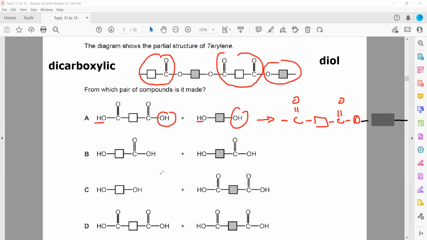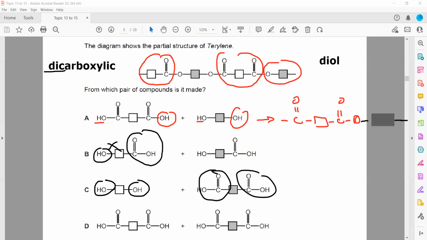And why not the other options? You can check why the other options cannot be the answer, because we should have a monomer that is a dicarboxylic acid. So this is not a dicarboxylic acid. This is one carboxylic acid and one alcohol. So this is not right. When we check this, this is a diol and a dicarboxylic acid. So this can be an answer.